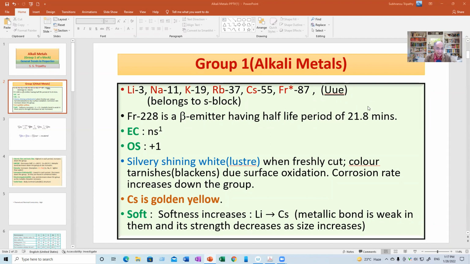That will be a synthetic element, a very heavy element, and it may not have similar properties. It might have many dissimilar properties with alkali metals. It will be very, very heavy. Let us forget about that. Francium is a beta emitter.